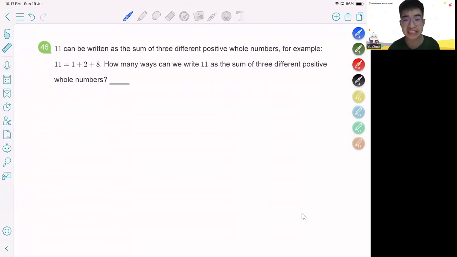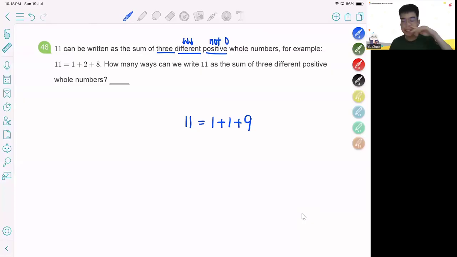11 can be written as the sum of 3 different positive whole numbers. Take note, I must write it as the sum of 3 different positive whole numbers. Positive means I cannot have 0, so things like 0 plus 1 plus 10 don't make sense. Second, the 3 numbers must be different. So can I say 11 equals 1 plus 1 plus 9? No, because I have repeated 1 two times. I cannot use the same number when forming the sum.